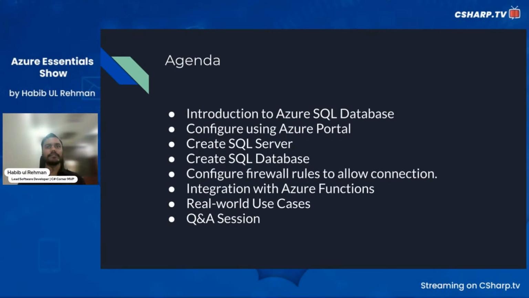This is the agenda of our show. We will talk about Azure SQL Database. Then we will configure Azure SQL Database using Azure Portal. First of all, we have to create SQL Server, and then we have to create SQL Database. Then we will make a few firewall changes to allow our remote connection to the database. And at the end, we will have integration with Azure Function. And of course, at the end, we will have a QA session.